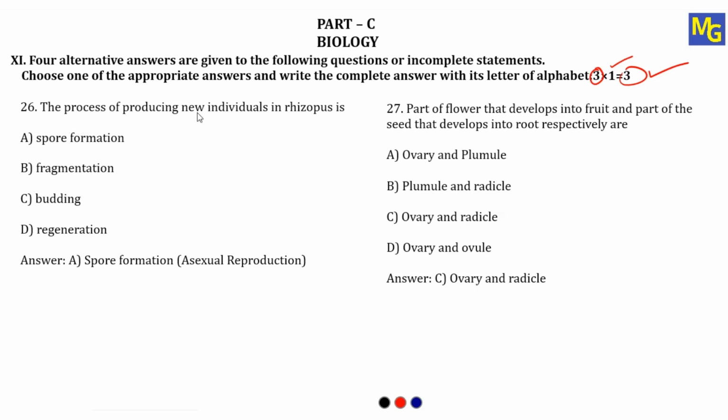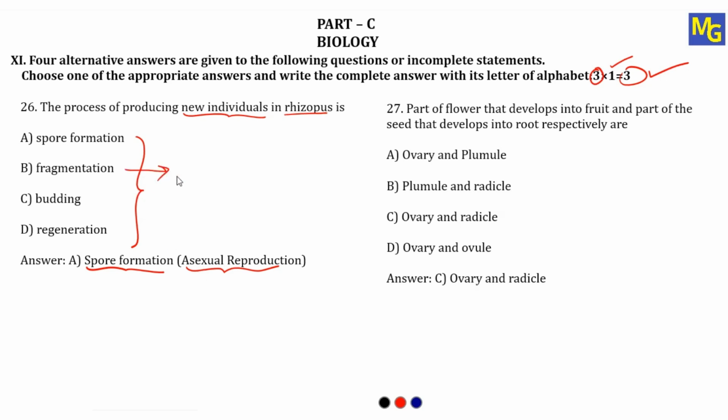The process of producing new individual in Rhizopus is... So here we have to complete the sentence. In Rhizopus, the process of producing a new individual, that is reproduction, is called as... See the options. Option A is spore formation. Option B is fragmentation. Option C is budding, and option D is regeneration. The correct option for Rhizopus is option A, spore formation. It is a method which shows asexual reproduction. Actually, all 4 options are examples of asexual reproduction.